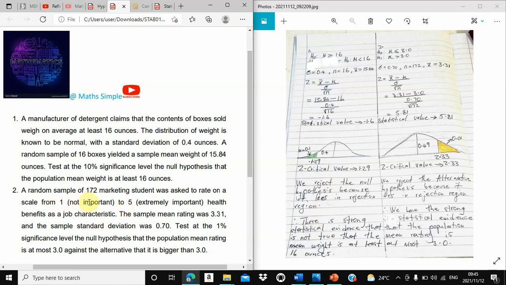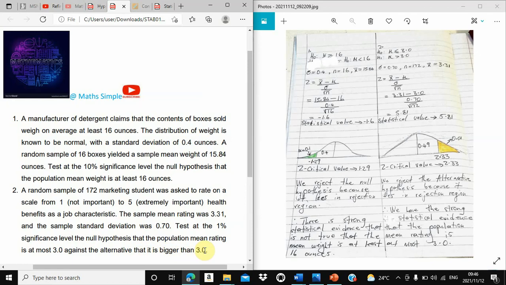A random sample of 172 marketing students was asked to rate on a scale from 1, which is not important, to 5, which is extremely important, health benefit as a job characteristic. The sample mean rating was 3.31 and the standard deviation was 0.70. Test at the 1% significance level the null hypothesis that the population mean rating is at most 3.0 against the alternative that it is bigger than 3.0.